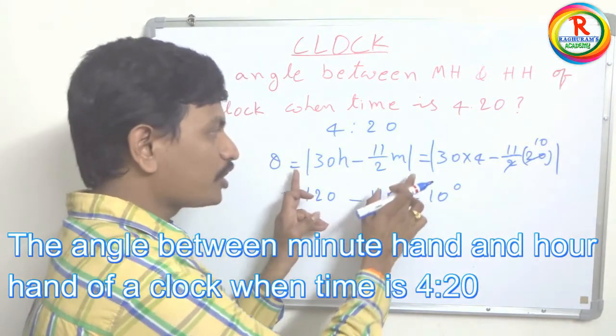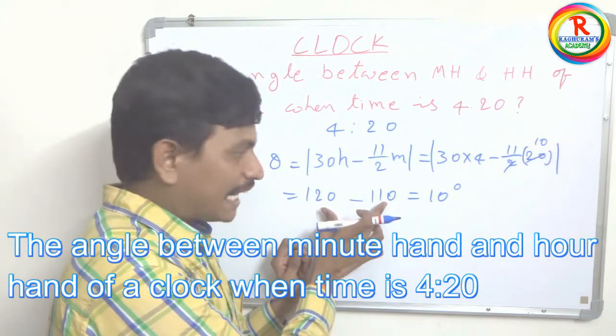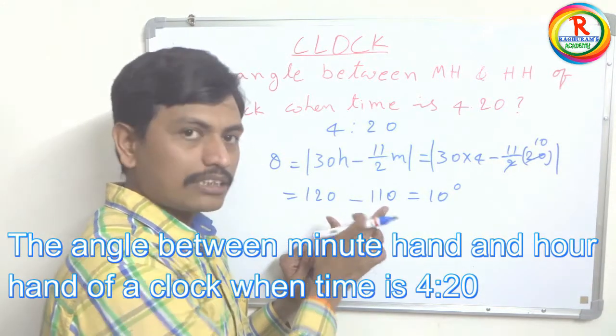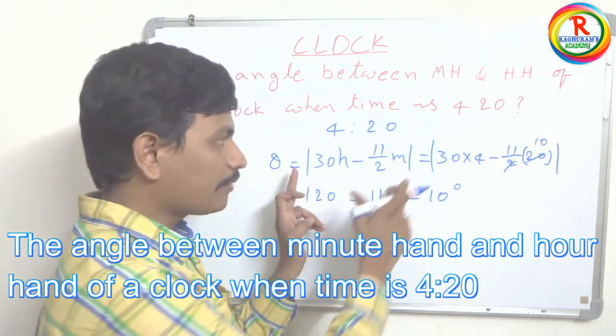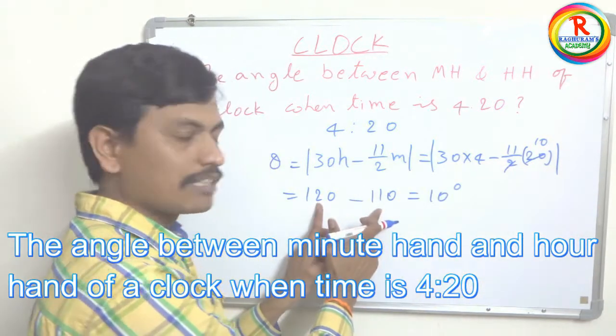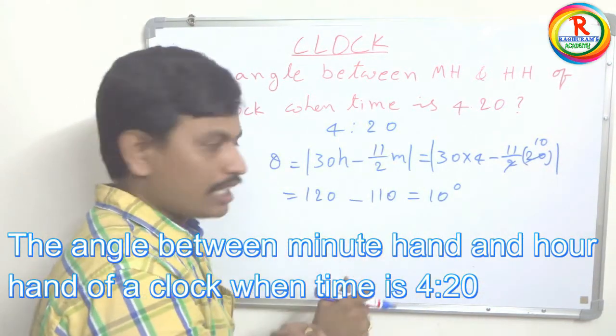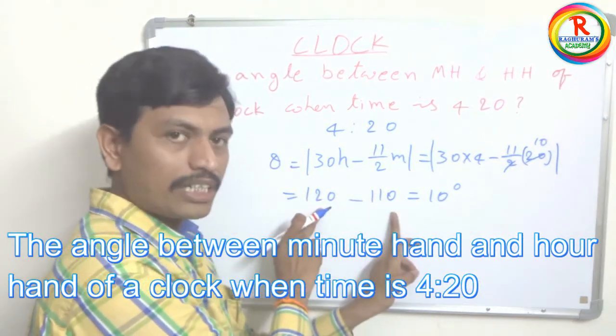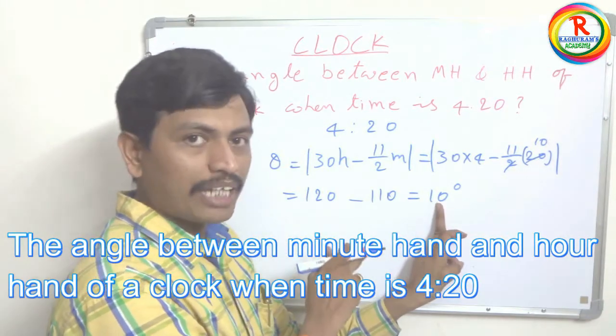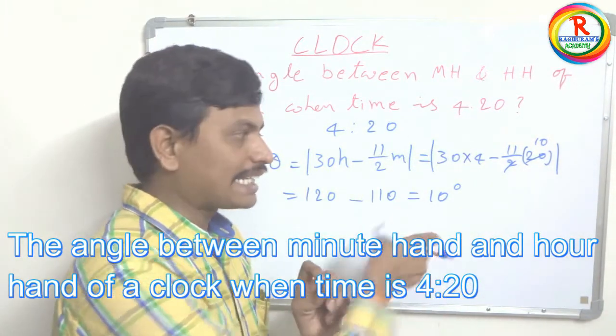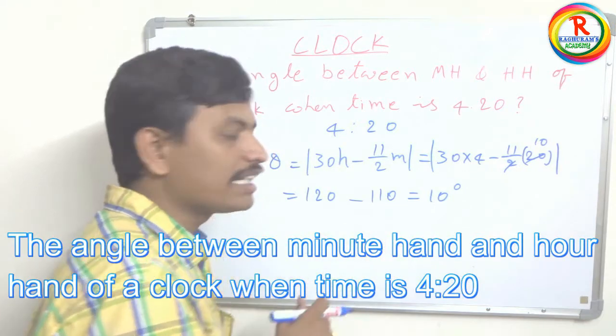I am using the modulus because sometimes we may get a negative here. We cannot get a negative degree. That's why I am taking modulus. Whenever we know it is definitely positive, we can remove it. Otherwise, if it is reversed, 110 minus 120, we get minus 10. So we apply modulus and take 10 degrees positively because an angle cannot be negative.